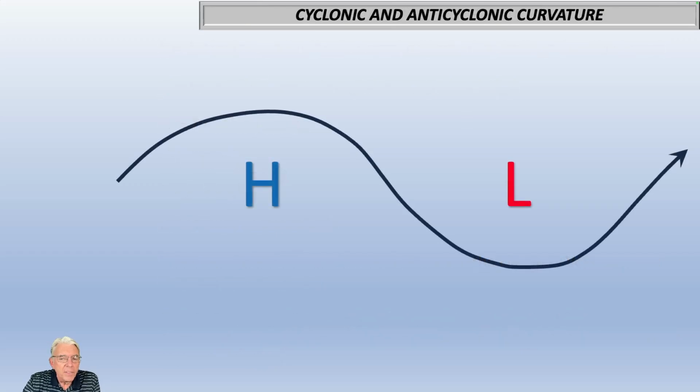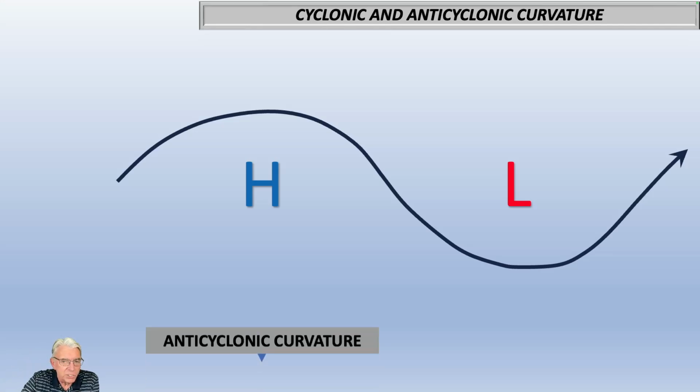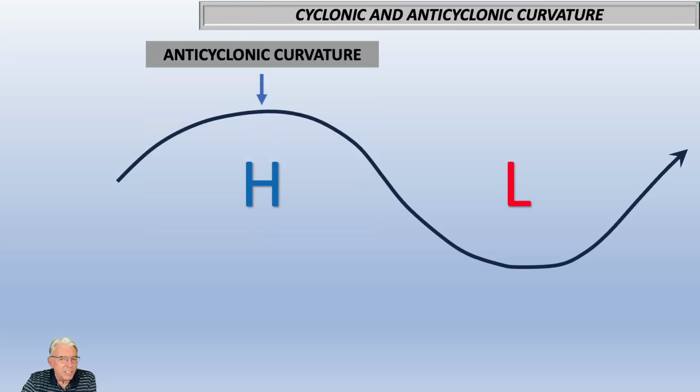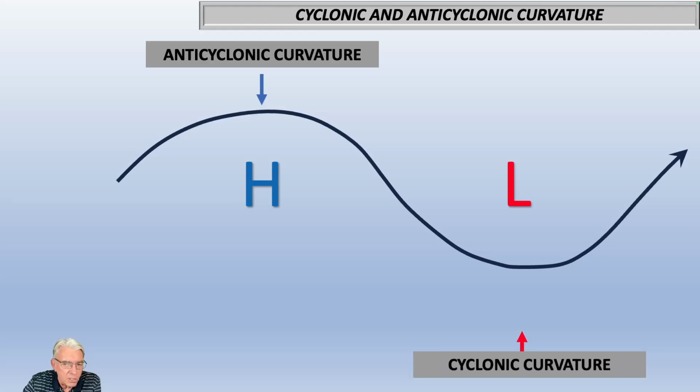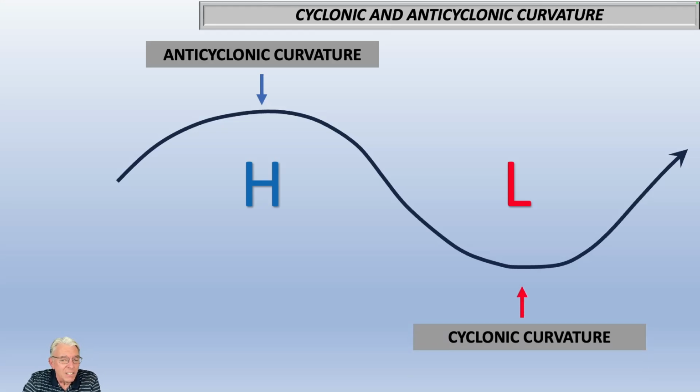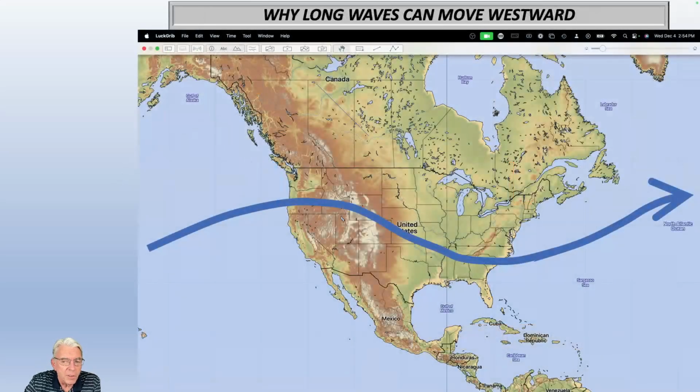Okay, the other thing that I need to talk about before we get into the wave motion is something called cyclonic and anticyclonic curvature, okay? In the northern hemisphere, if you have air that is blowing around a high, like so, then that is called anticyclonic curvature. And if it's curving in a fashion that would be consistent with it going around a low, that is called cyclonic curvature, okay? So keep all of those concepts in the back of your mind.